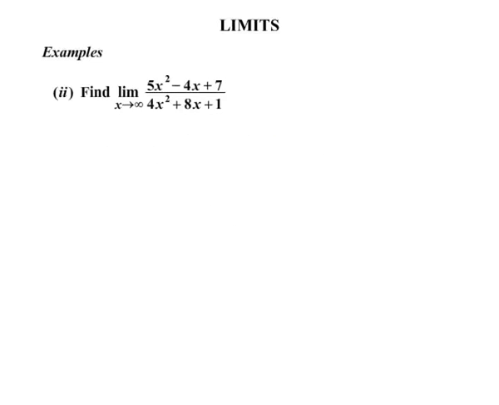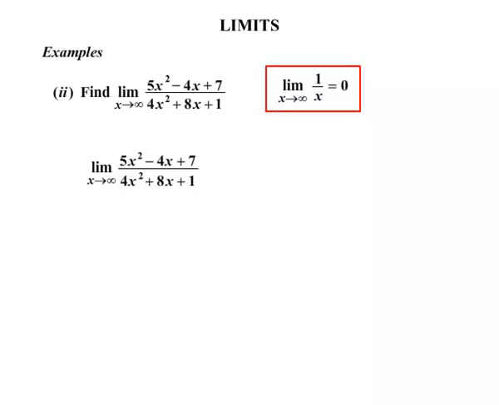Our second example, we need to find the limit as x approaches infinity of 5x squared minus 4x plus 7 on top, dividing by 4x squared plus 8x plus 1. Now we're going to use a result, the limit as x approaches infinity of 1 over x is equal to 0. So it's a very important result that we need to use in limits.